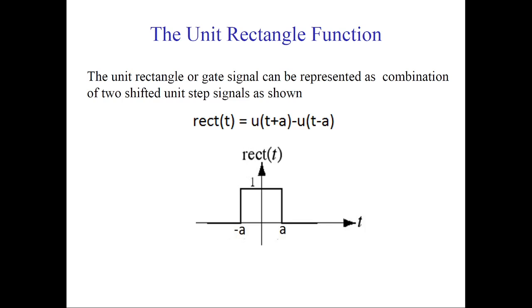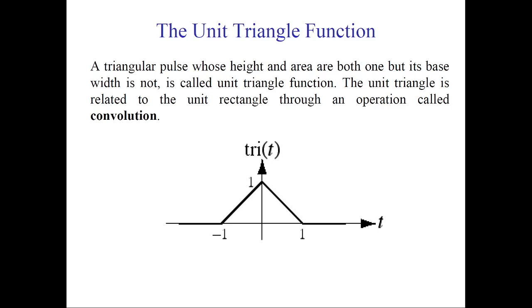Third is my unit rectangular function. How do I represent the unit rectangular function? It is u of t plus t0 minus u of t minus t0. I will explain what the minus and plus mean. From minus a to a, the signal has amplitude 1. This is my unit rectangular function. Next is the triangular function. From minus 1 to 0, its amplitude is continuously increasing, and from 0 to 1, its amplitude is continuously decreasing.